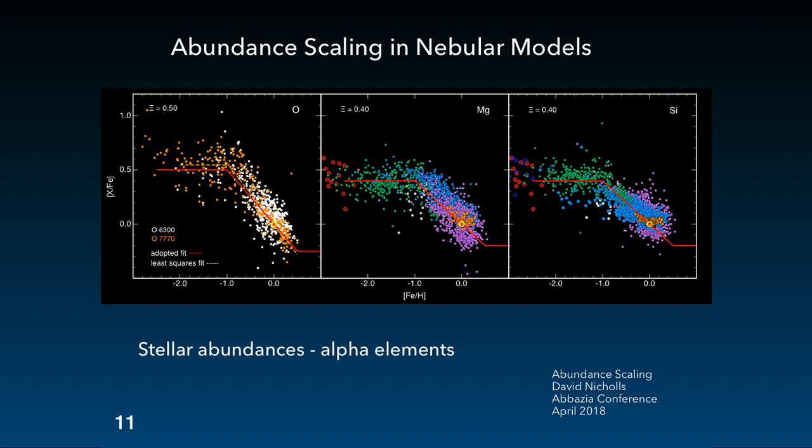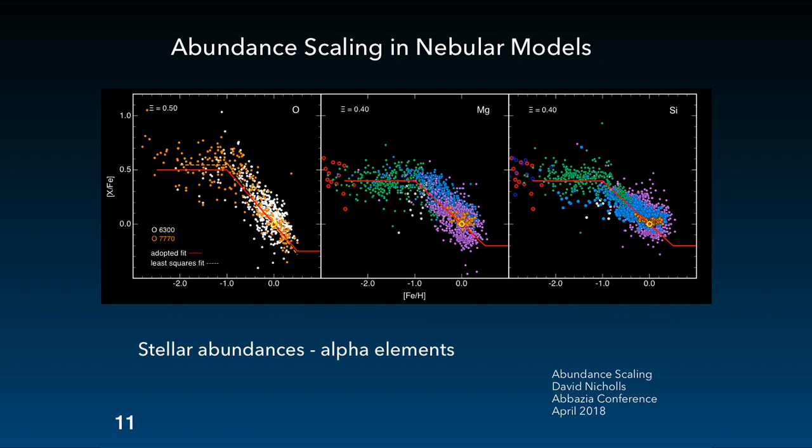Slide 11. Where did these scaling relationships come from? This plot shows the stellar abundance data from different surveys, the colours corresponding to the papers in which the data was published. These plots are for three alpha elements: oxygen, magnesium, and silicon. Some elements are easier to measure than others.